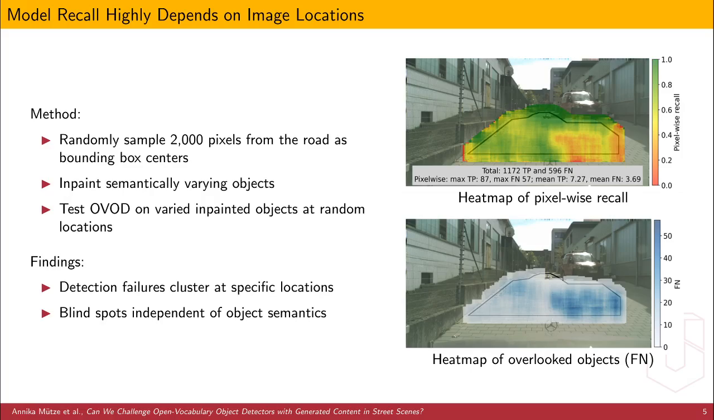For that, we randomly sampled 2000 pixels from the road as bounding box centers and inpainted semantically varying objects all over the road area. And then we test the open vocabulary object detectors on varied inpainted objects at those random locations. By this, we found that the detection failures cluster at specific locations, and we find some blind spots independent of the object semantics. This can be seen by these heat maps, where we visualize the pixel-wise recall and the overlooked objects.